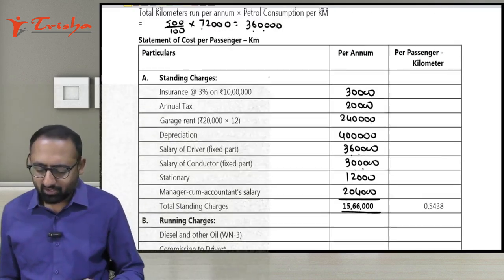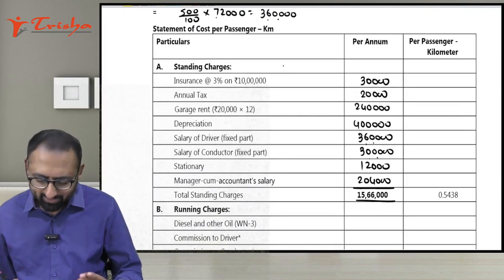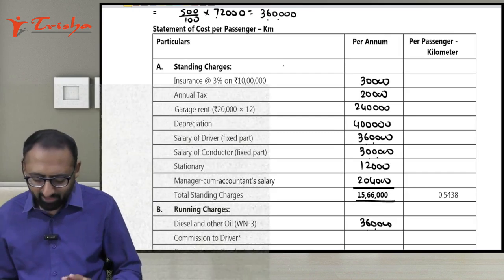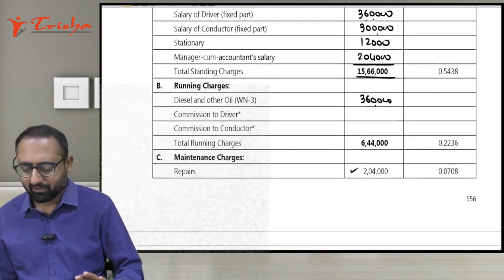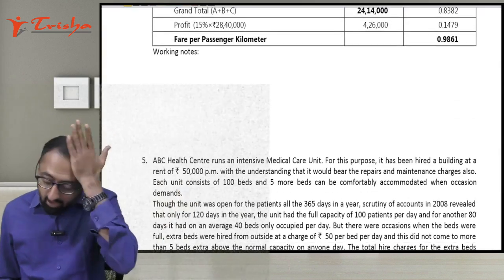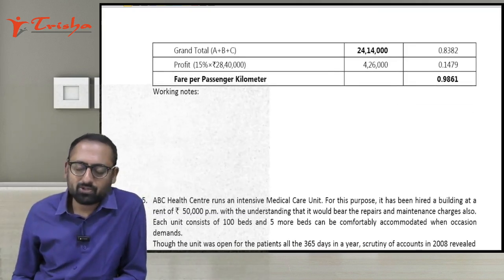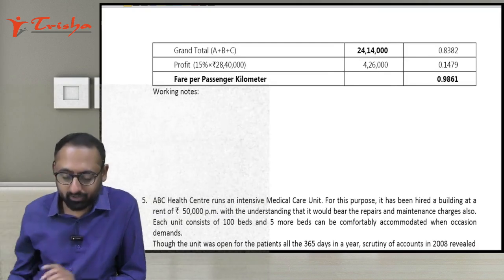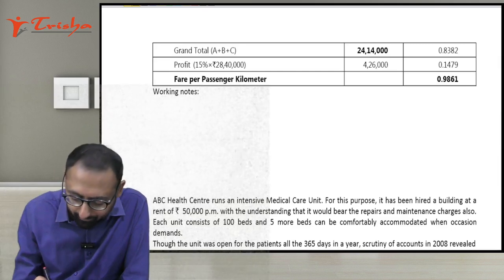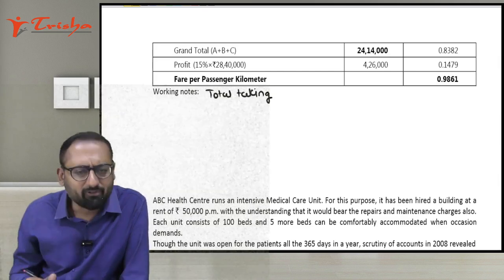Now let's go to the running expenses. Petrol diesel cost we have already calculated. The 3,60,000 is your diesel cost. Commission to the driver and commission to the conductor we will calculate later. For that purpose, we'll have to give a working note. Now, everybody please concentrate, this working note is most important. What is that working note? We will calculate total taking, total collection, total fare.